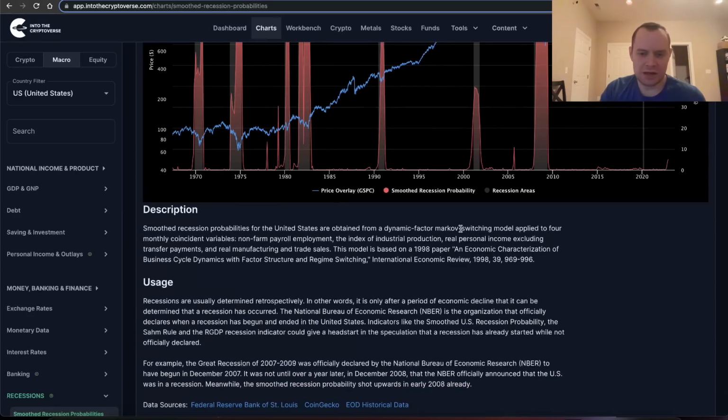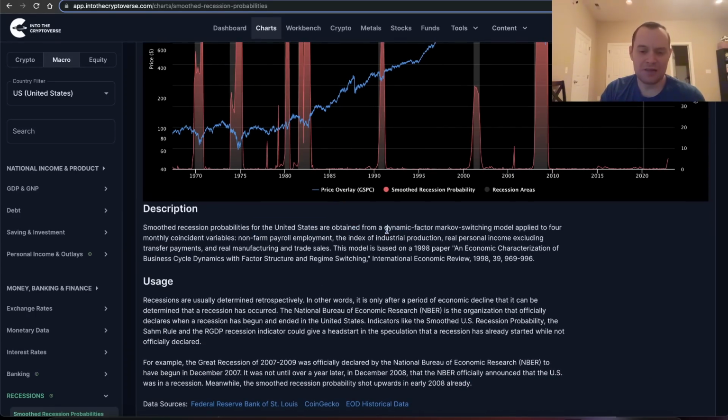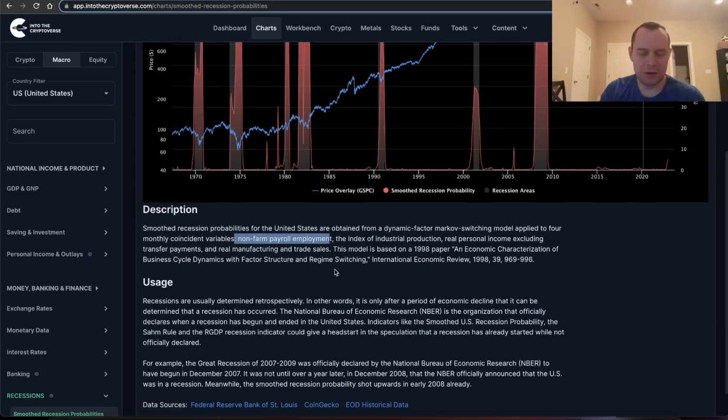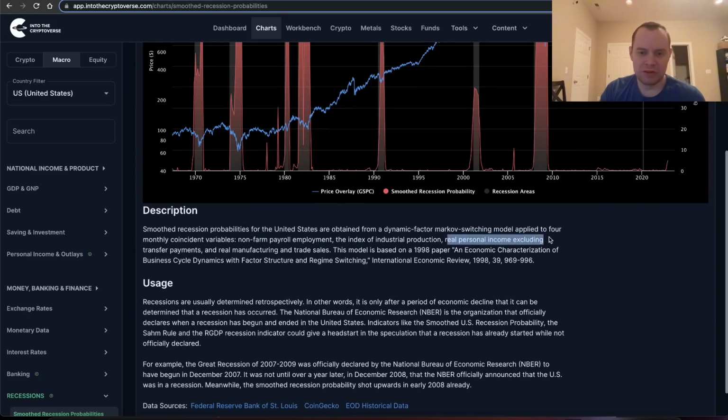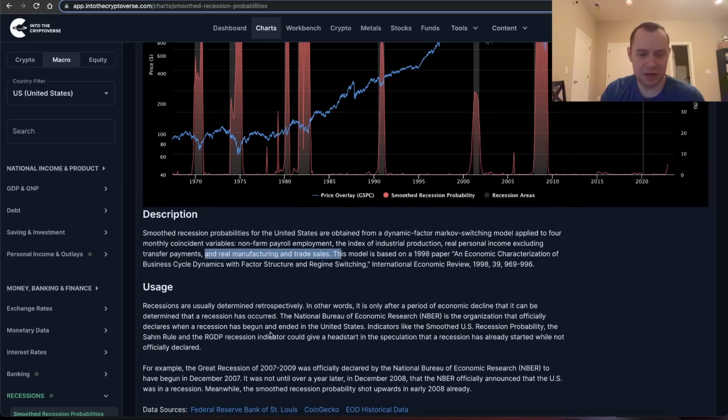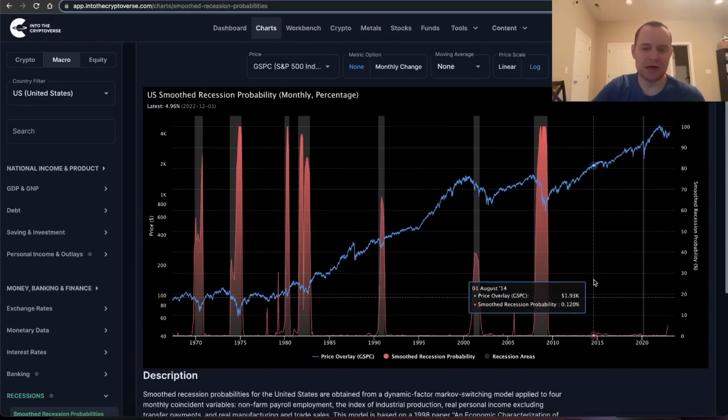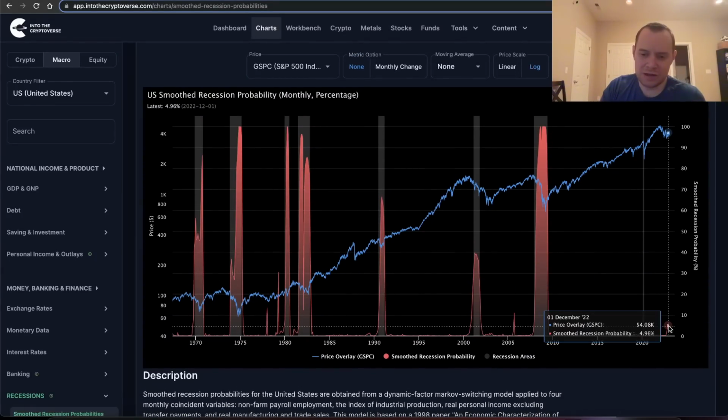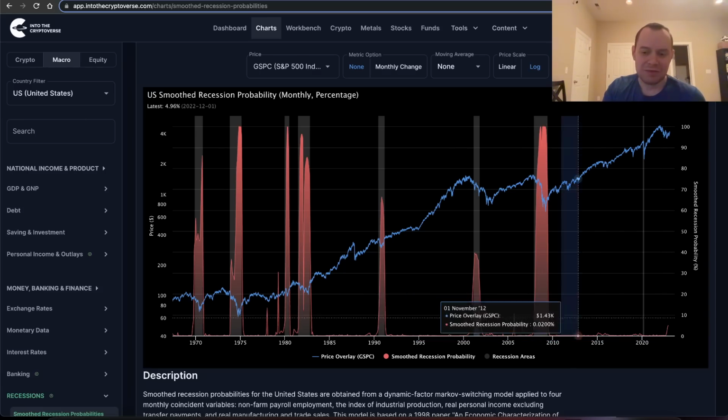This chart is a dynamic factor Markov switching model, and it uses non-farm payroll, the index of industrial production, real personal income excluding transfer payments, and real manufacturing and trade sales to figure out the likelihood that we're in a recession. As of December, the likelihood is 5%. Now, you might say, 5%, 1 in 20, I'll take my chances, right? And I agree. The likelihood that we were in a recession in December 2022 is not very high. So do we just completely discount this? Well, the one thing I would say is that this is the highest it's been since the financial crisis. Look at it like this.